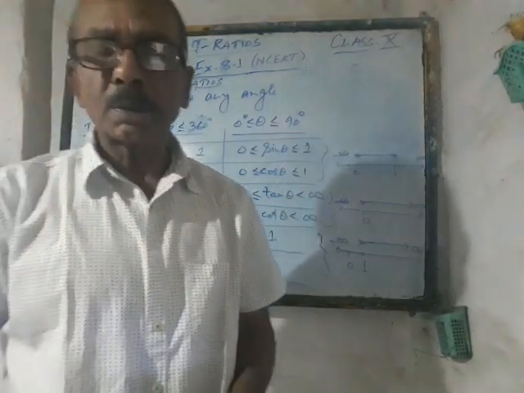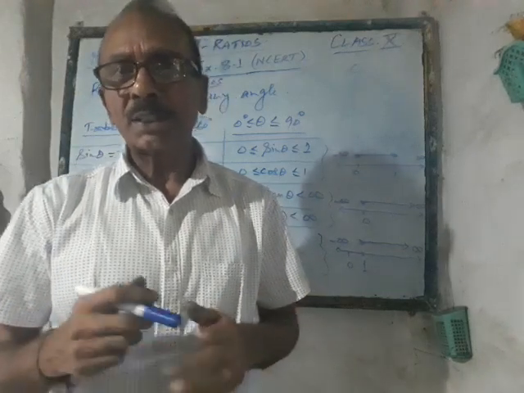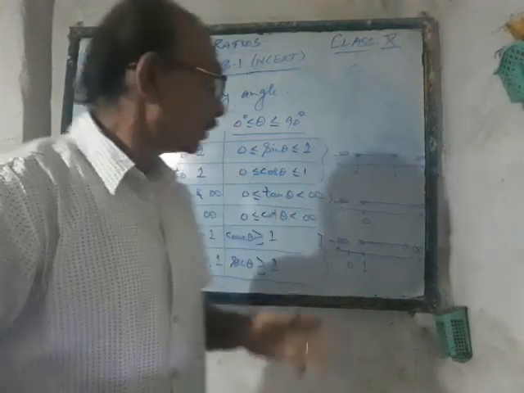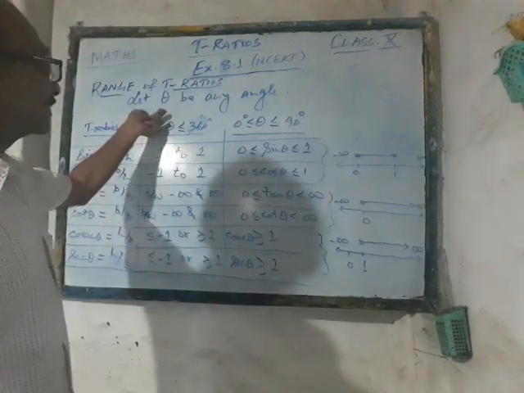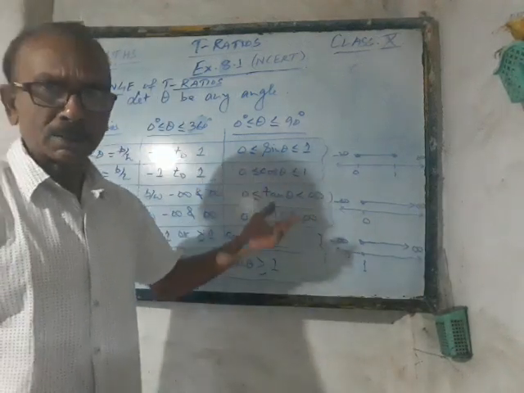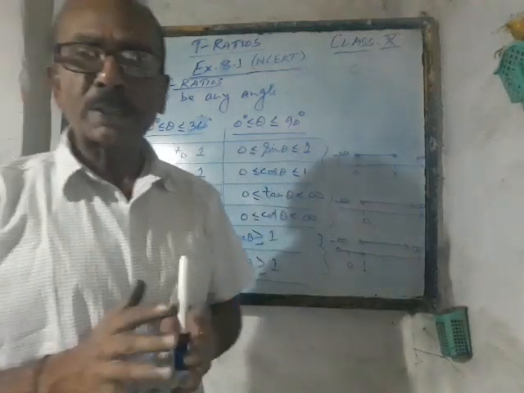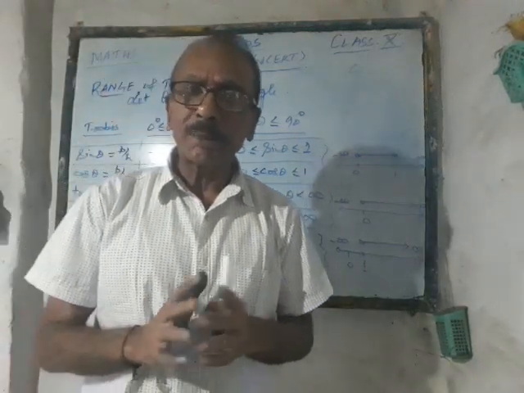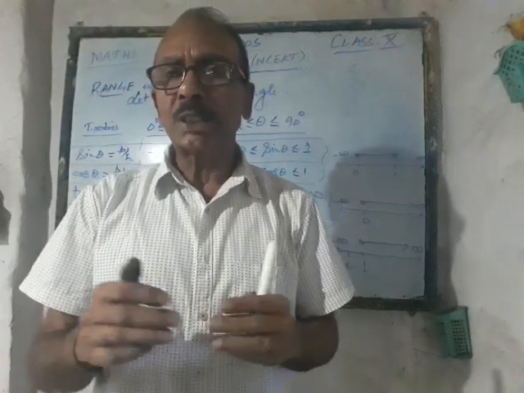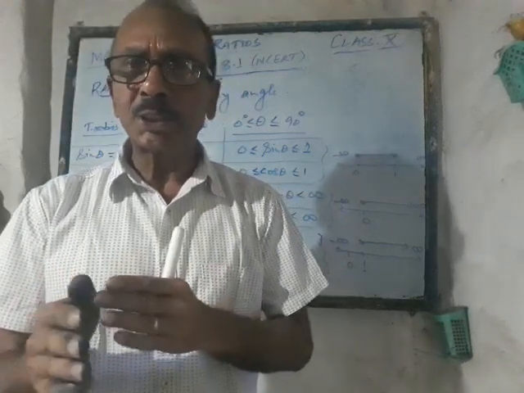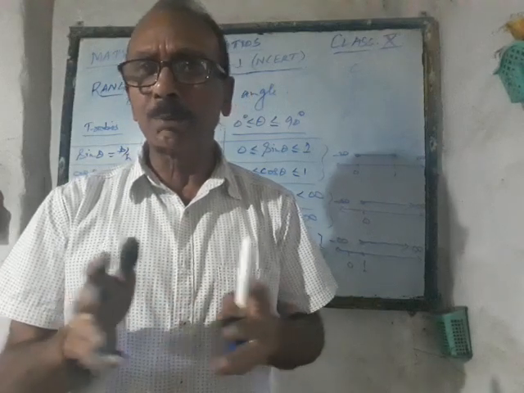Well, let us start by knowing the range of the trigonometric ratios. I have written something over there. We have just taken theta being any angle. Now the question is, what would be the value of theta? Theta may contain any real value, but generally for the principal value, we just take theta between 0 degree and 360 degree, inclusive of both.